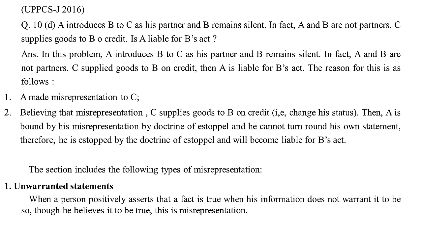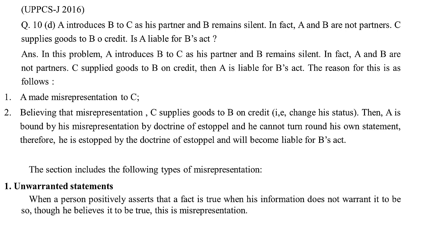So in this problem, students, A introduces B to C as his partner and B remains silent. In fact, we see that A and B are not partners and C supplied goods to B on credit, then A is liable for B's act. The moment C supplied goods to B on credit, A is liable for B's act. And the reason for this is as follows. Number 1, A made misrepresentation to C.